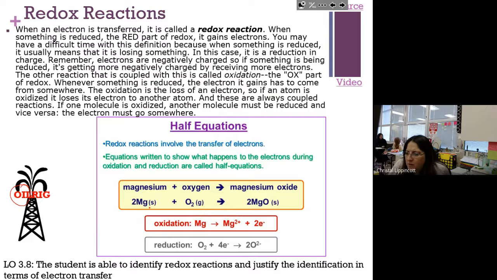If it is a solid here, that's a 0. If it's a diatomic, it's a 0. Here, you've got a +2 and a -2. So this guy, magnesium, has done what? Magnesium has lost electrons, so it was oxidized. And the oxygen gained electrons, so it was reduced.